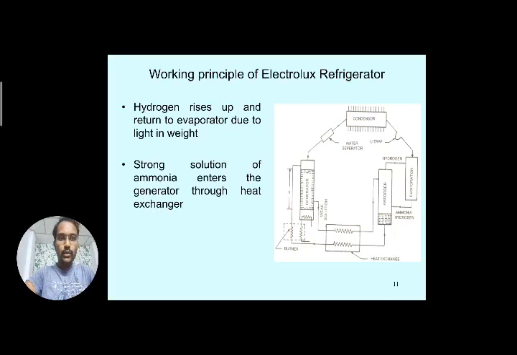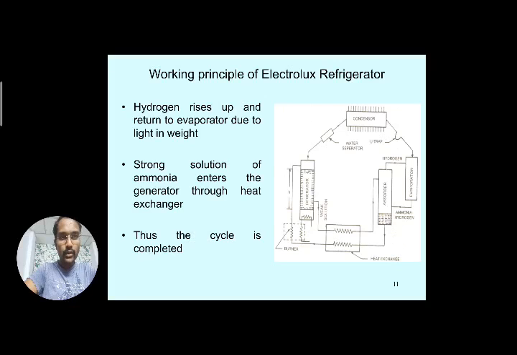Next, the strong solution of ammonia enters the generator. See the bottom connection of the absorber, there is a pipeline where the strong solution goes to the generator. First it passes through the heat exchanger, then it enters at the top of the generator component. See how the cycle is completed. Now let us explain what is happening in the heat exchanger.